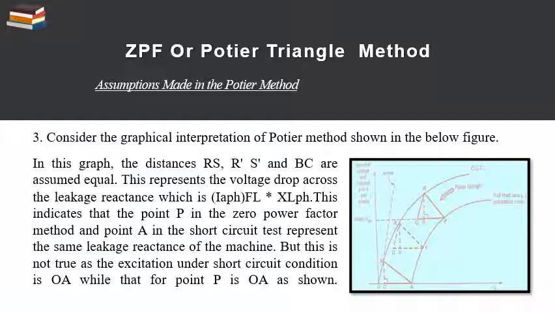This indicates that the point P in the zero power factor method and point A in the short circuit test represent the same leakage reactance of the machine. But this is not true, as the excitation in the short circuit condition is OA, while that from the point P is OA dash as shown.